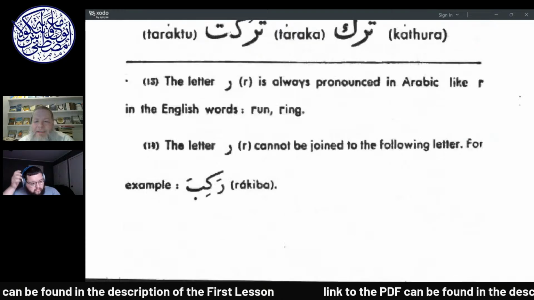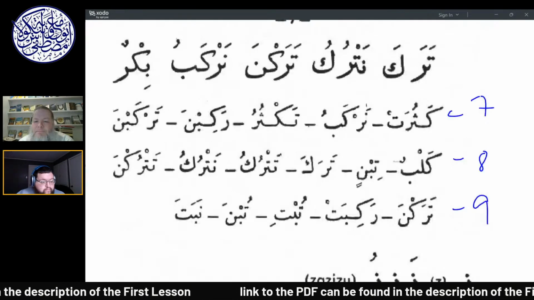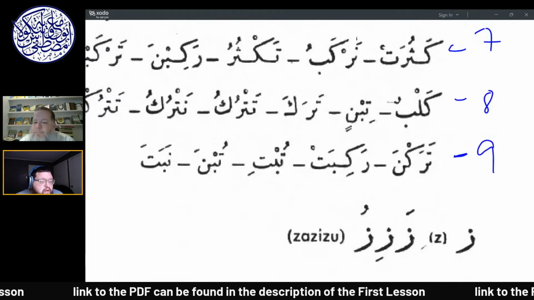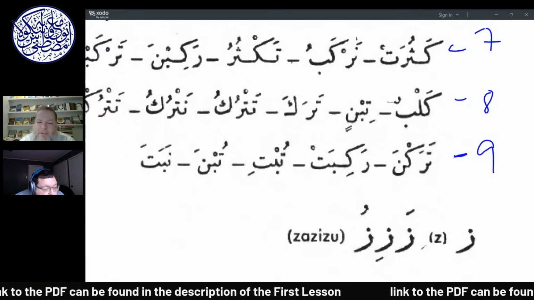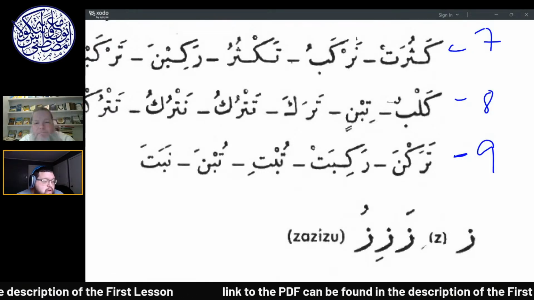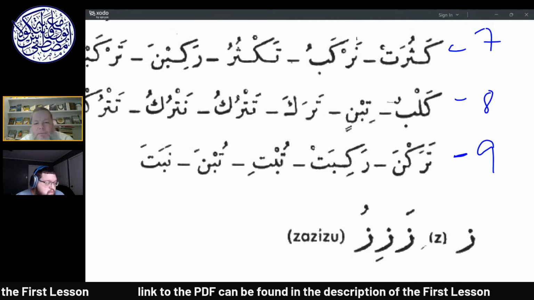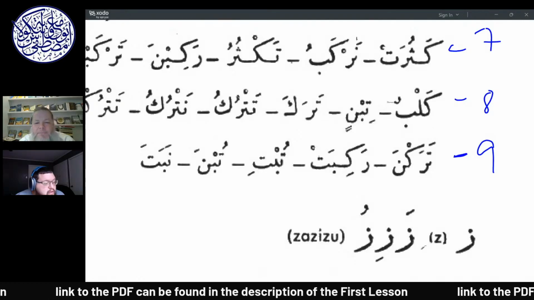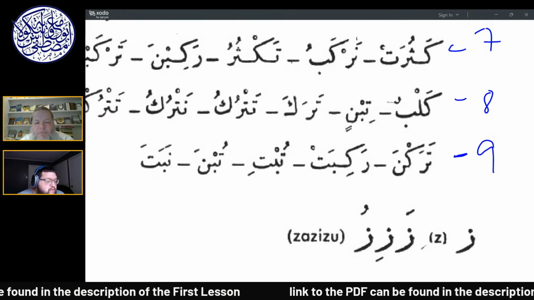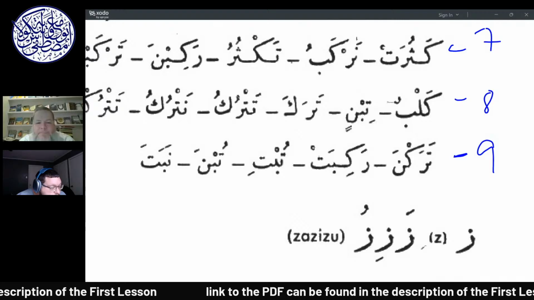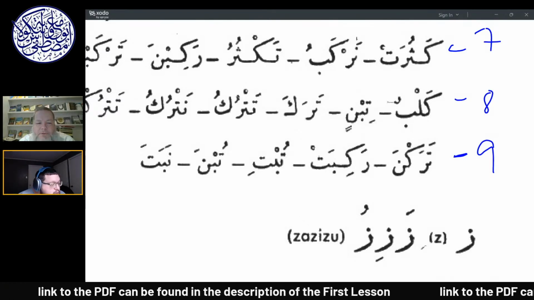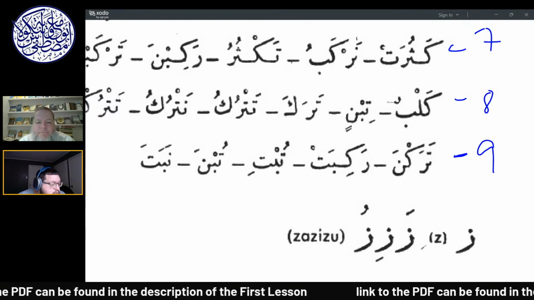Let's read line 9. Tarakna. Tarakna. Rakibat. Rakibat. Tibnin. Tubti. Yeah. Tabna. Taktubna. Nablun.